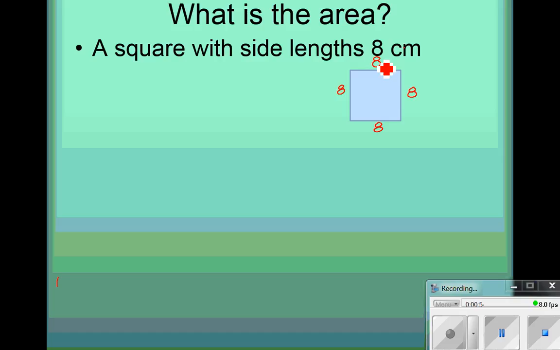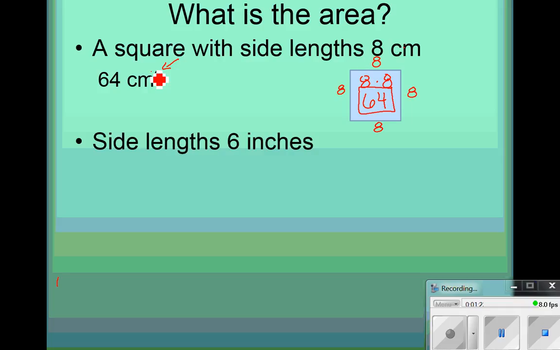And if I want to know what the area is, looking at a square, the area is length times width, or side squared, which is 8 times 8, and that equals 64. So my answer would be 64 centimeters squared, because I'm talking about a two-dimensional figure, and it is the area.